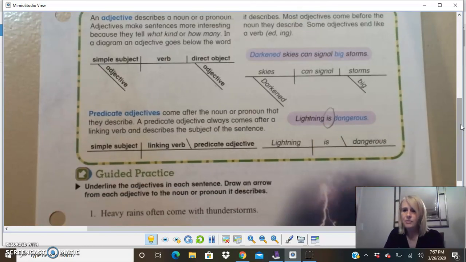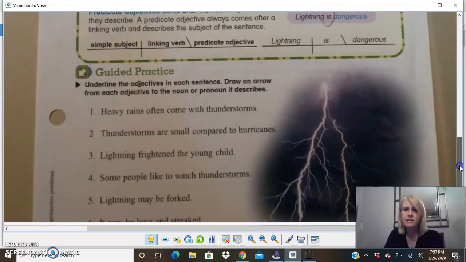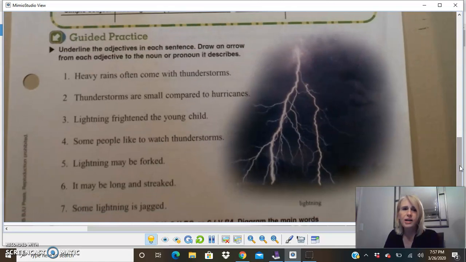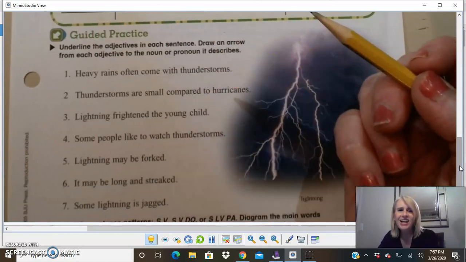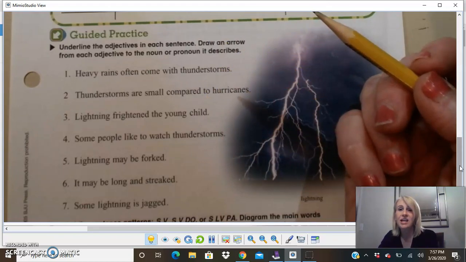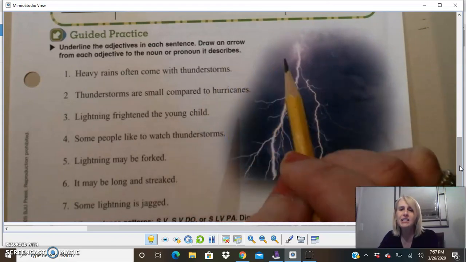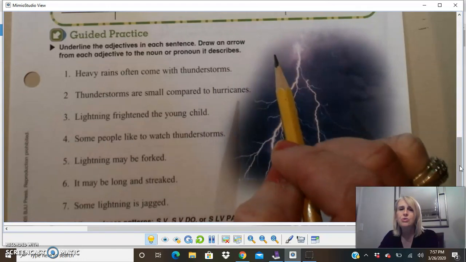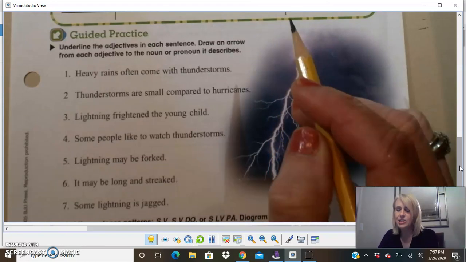All right, so we're going to come down a little bit and let's work on this guided practice section right here. It says underline the adjectives in each sentence. Draw an arrow from each adjective to the noun or pronoun that it describes. So let's just reread this one more time. Underline the adjectives in each sentence. Draw an arrow from each adjective to the noun or pronouns that it describes.